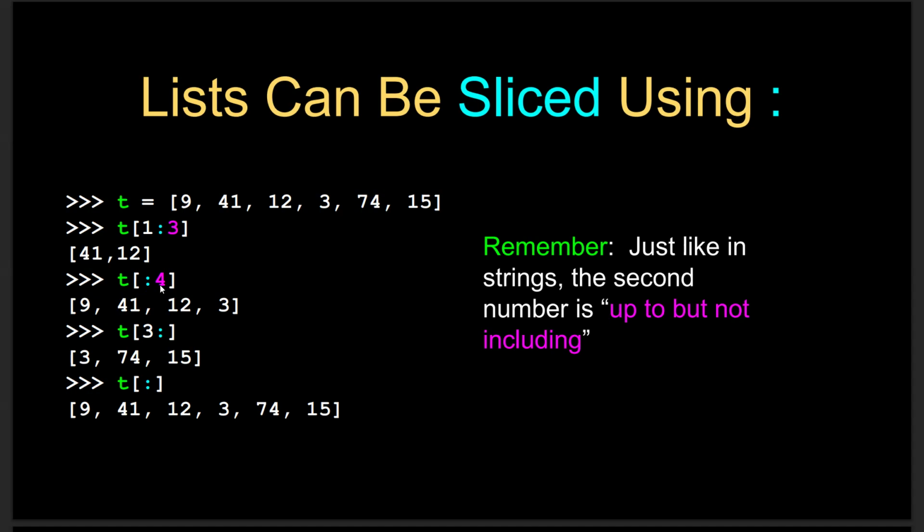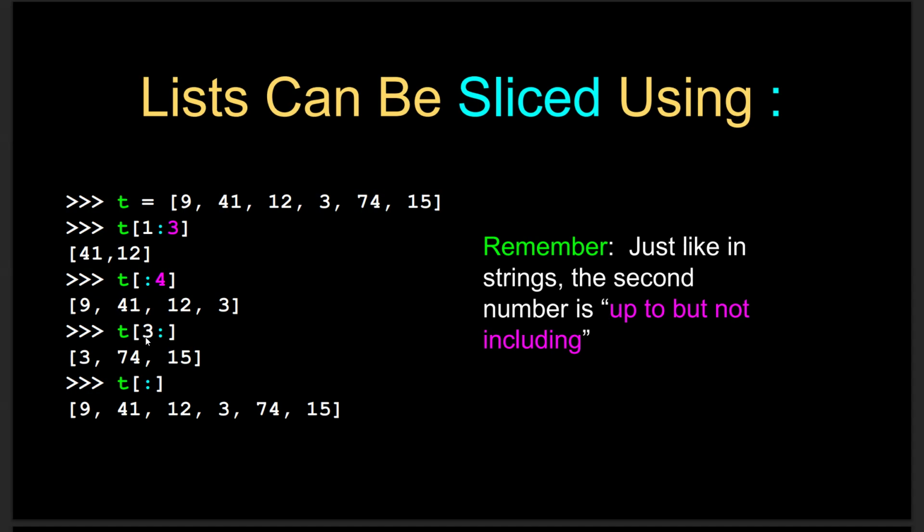See the next one. T of colon 4. If you do not mention any number in the beginning, it will automatically take it as 0. It means it will consider 0 to 4, and it will print up to index 3. 0 to 3 only it will print. 4 will be excluded. So 0 means 9, 1 means 41, 2 means 12, 3 means 3. It will print all the values up to index 3.